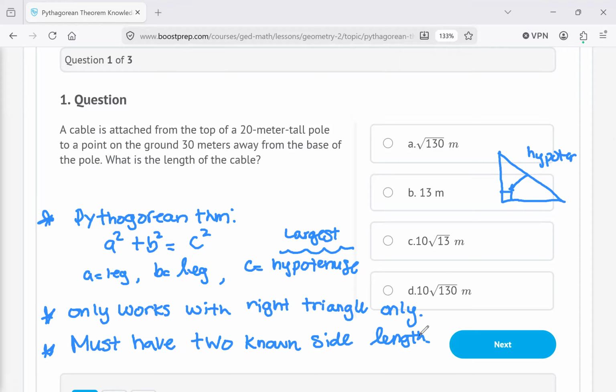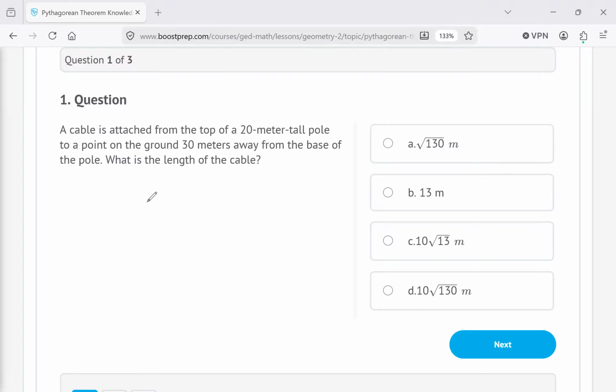So I'm gonna clear. Let's just start with question one. A cable is attached from the top of a 20-meter tall pole to a point on the ground 30 meters away from the base of the pole. What is the length of the cable? Okay, so you do have to draw an image and you've got to draw it correctly. If you don't draw it correctly, you're in trouble.